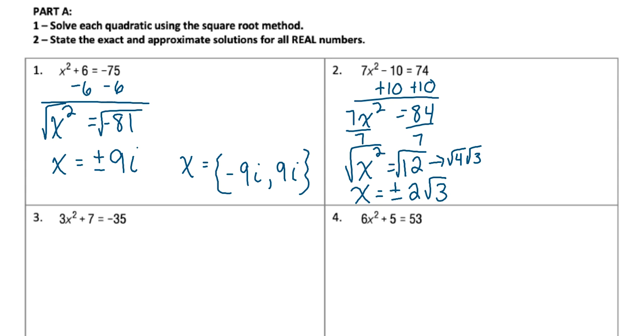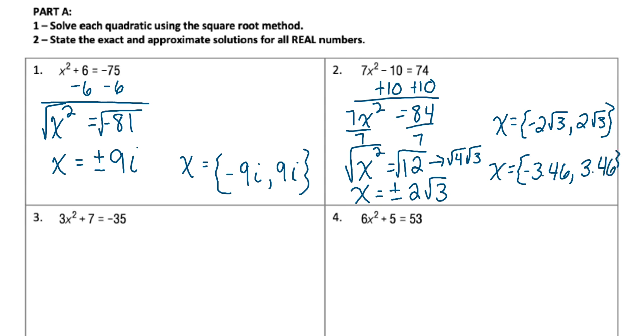So my solution, since this is real, remember we need to write out the exact, which would be negative 2 root 3 and positive 2 root 3. And we need to write out the approximate. So I would type negative 2 square root of 3 into my calculator. I get about negative 3.46 and positive 3.46.